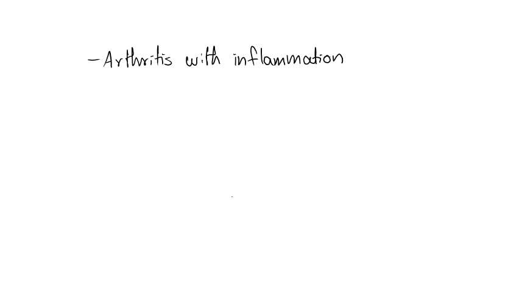An example of a condition where we get arthritis with inflammation is septic arthritis. And septic arthritis is when we have a bug infiltrating into a joint, and that bug causes inflammation and quite painful lack of function of that joint.